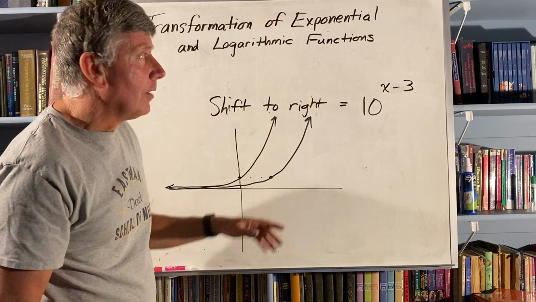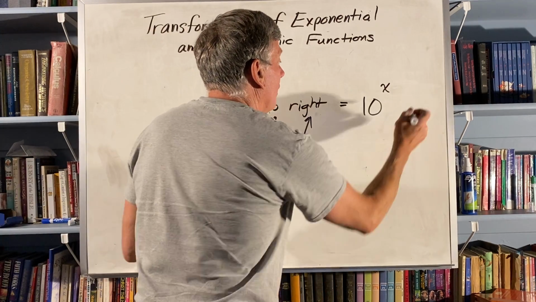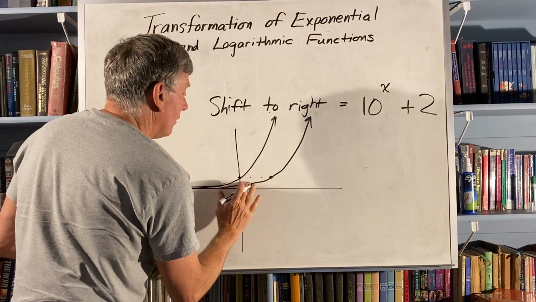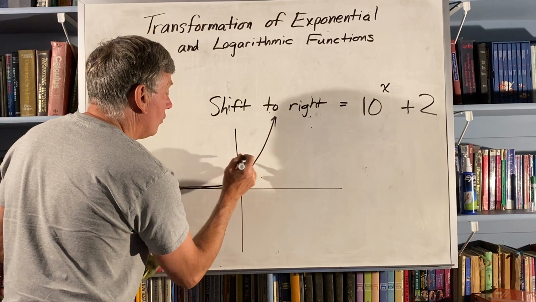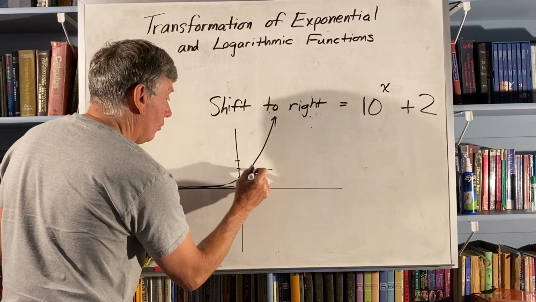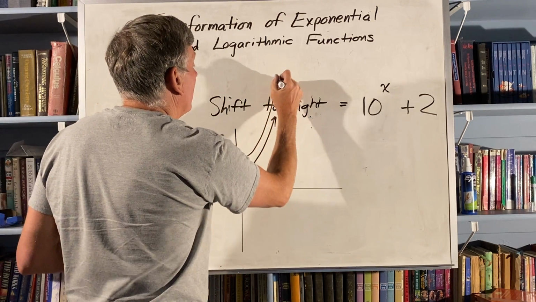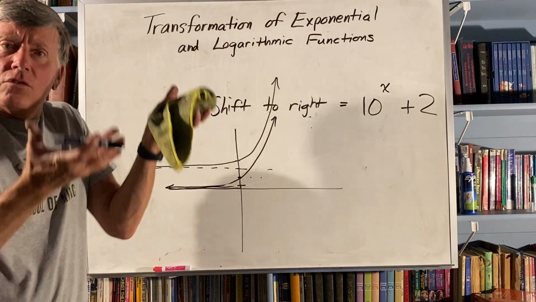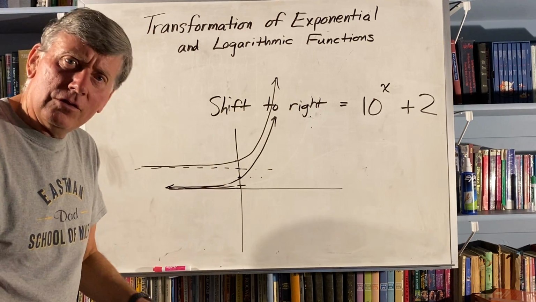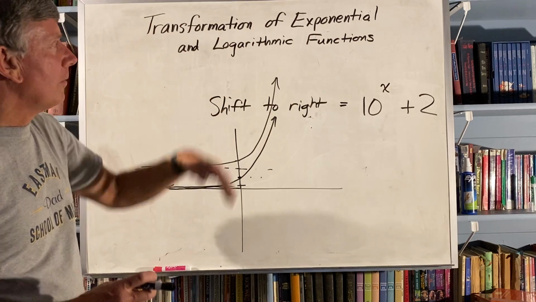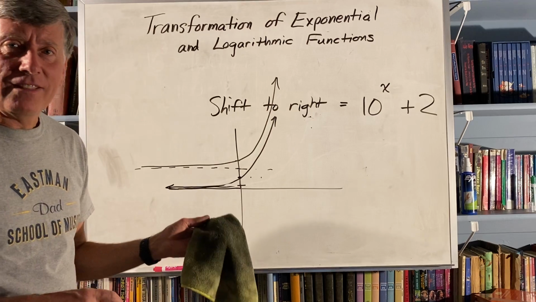Transformations up and down work the same way. If I had an exponential function like 10 to the x, and if I added 2 to it, that means instead of this, I'd have 1, 2, and 2 would be my asymptote, and it would do this kind of thing here. It would just totally shift up 2 points. If I subtracted 2, it would go down 2 points. So that's the simple thing about transformations. Whether it's exponential or log functions, they're all going to operate that same way.